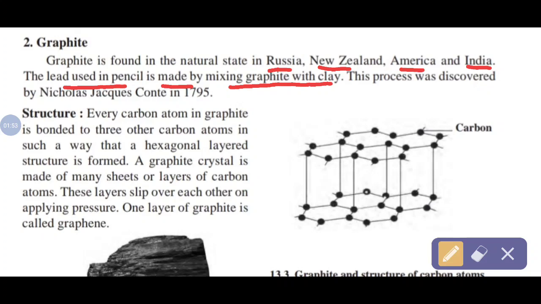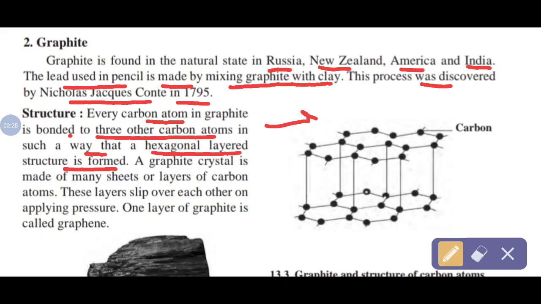This process was discovered by, what is the name of that scientist given here? Nicolas Jacques Conte in 1795. Remember the name of that scientist. Now structure. Every carbon atom in graphite is bonded to 3 other carbon atoms in such a way that a hexagonal layered structure is formed.